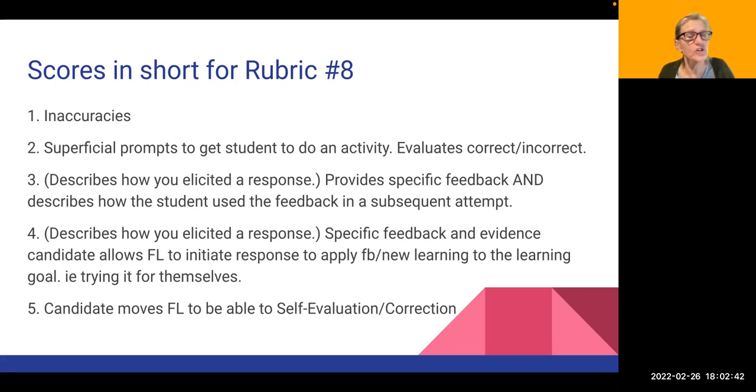A score of 3 asks you to describe how you elicited a response. In the commentary, it asks you to describe how you elicited a response, but you're actually not scored on that. If you look at the rubric, you'll see that you're not. What they want to know is, did you provide specific feedback to your student's response?